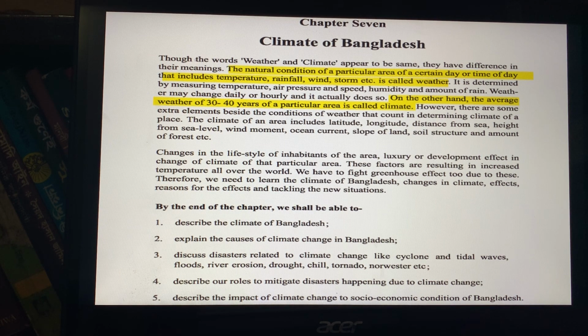Climate has some other extra elements also. What are they? Latitude, longitude, distance from sea, height above sea level, wind movement, ocean current, slope of land, soil structure, amount of forest, etc. So when we determine climate, we have to measure and consider all these things.